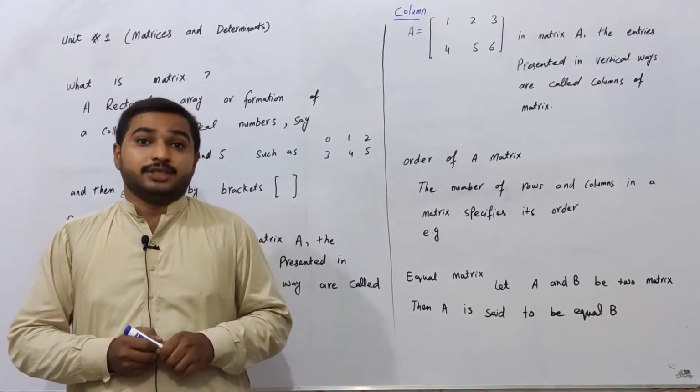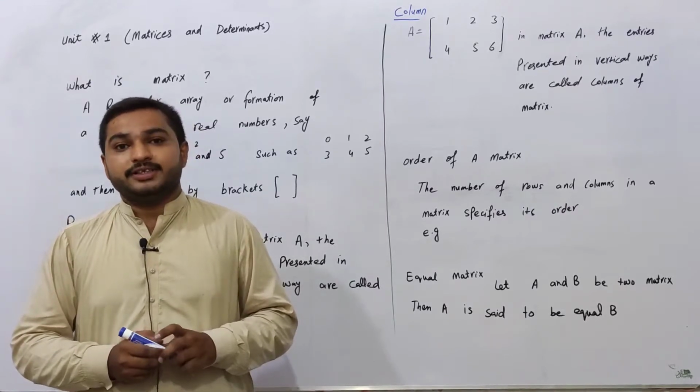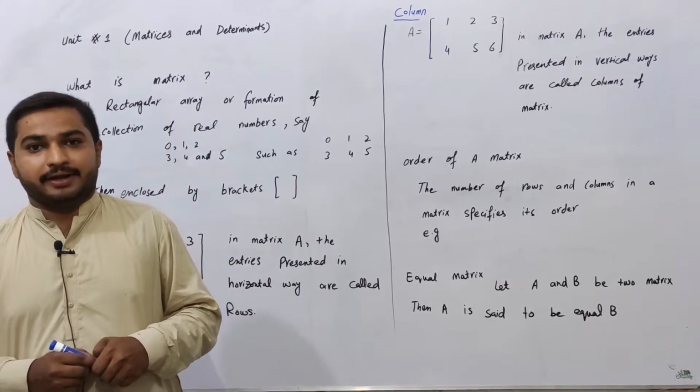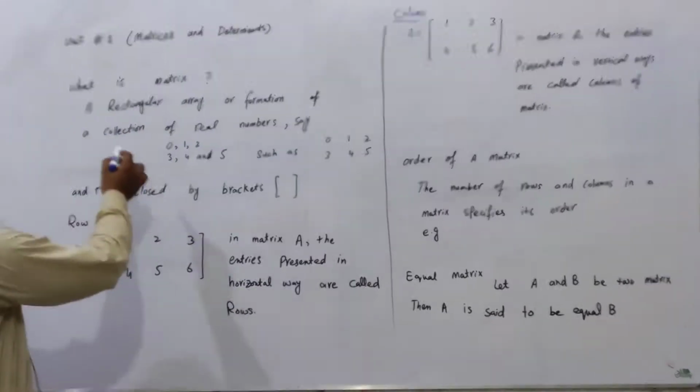Let's start from chapter number 1. The name of the chapter is matrices and determinants. First of all, we discuss the matrix. What is a matrix?